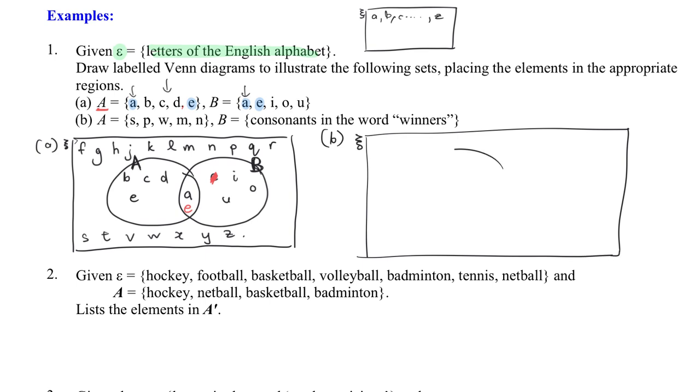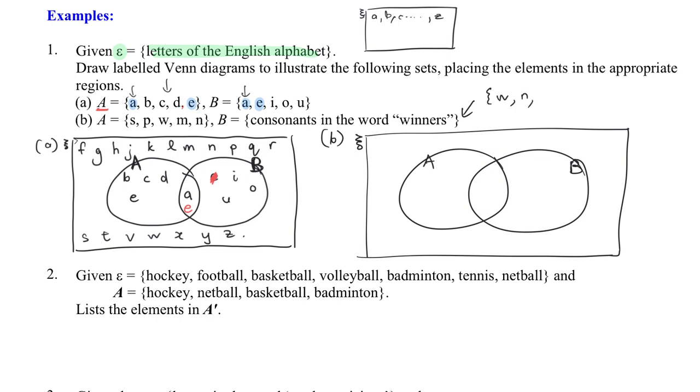So we have A and B. Set A, set B. B being the consonants in the word winners. Those are non-vowels, so we have W, N, R, and S. So once again, we're going to find things in common. S is in common. Anything else? Yes, W and the letter N.